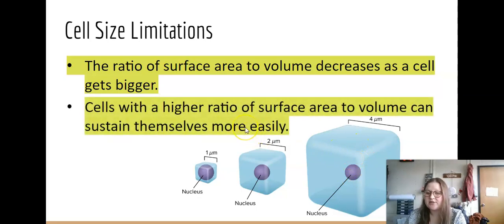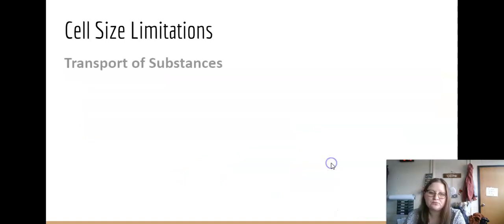So cells with a higher ratio of surface area to volume can sustain themselves more easily. If we have waste even in the middle of the cell, it can really easily get out. If there's waste in the middle of a larger cell, it's going to take a lot of energy and time to get that out of there.